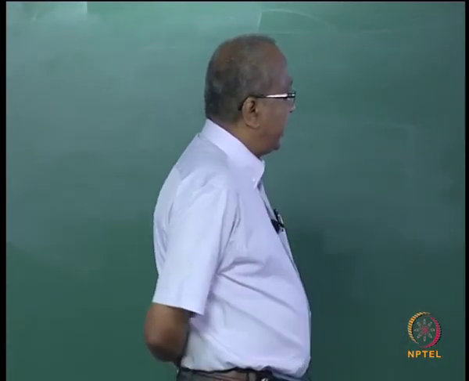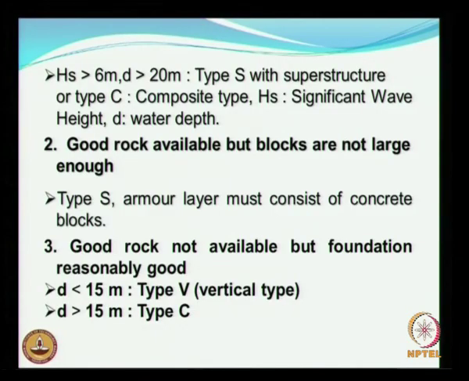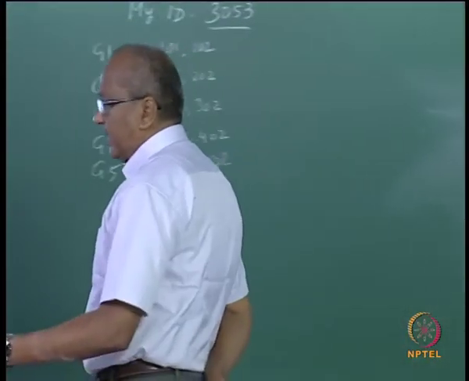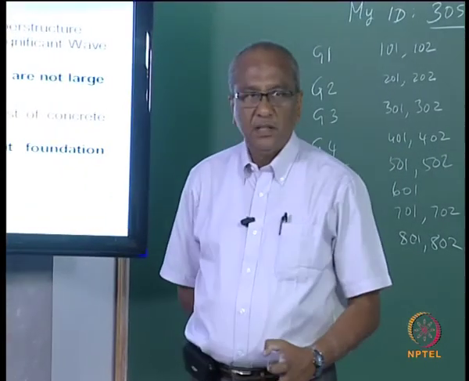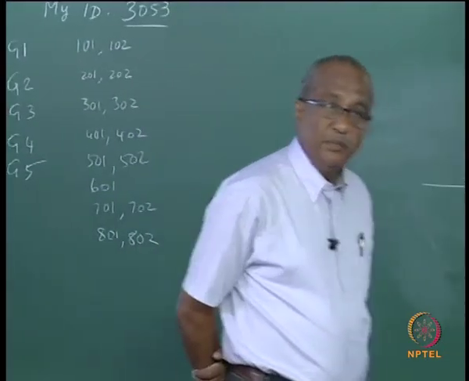So if it is greater, type S with superstructure or composite breakwaters etc. can be thought of. Good rock available, but blocks are not large enough, type S armor layer must consist of concrete blocks, because good rocks are available. This happens in many of the projects. Many of the projects you may have rocks of smaller size from the quarry, but when you want to have large size boulders, it may be very difficult.